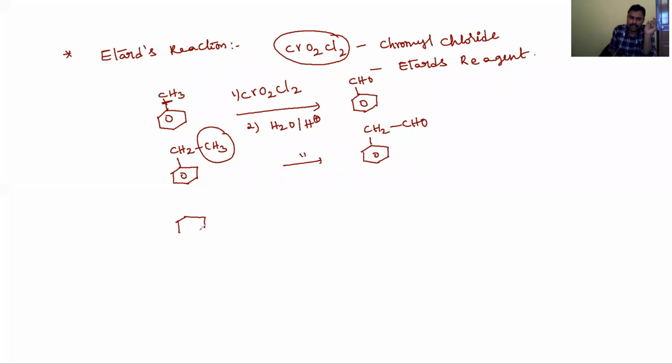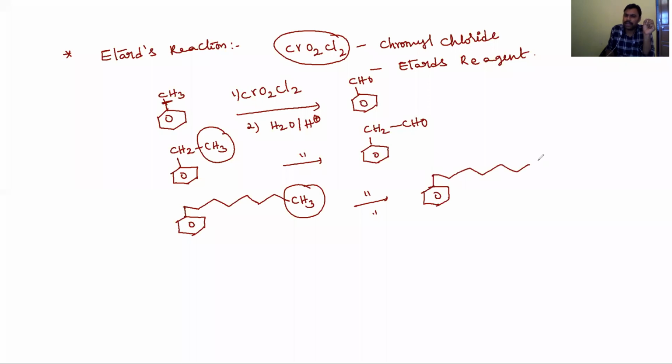Like, if any one alkyl group is attached to the benzene ring, the end CH3 group will be oxidized in the presence of chromyl chloride or Etard's reagent and converted into the aldehyde group CHO.